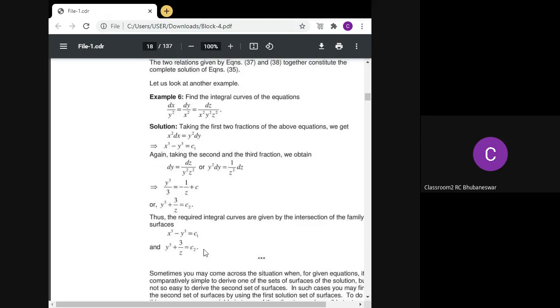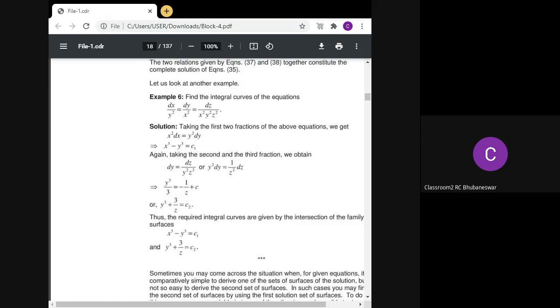So these two relations together will give us the solution to this system of differential equations. Or we can say that these are the integral curves given by the intersection of the family of surfaces x cube minus y cube equals c1 and y cube plus 3yz equals c2. So this is the simple procedure to solve a system of differential equations.